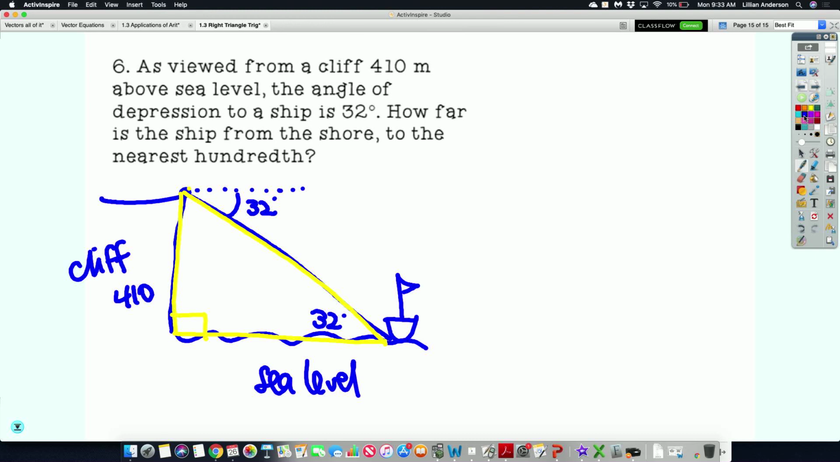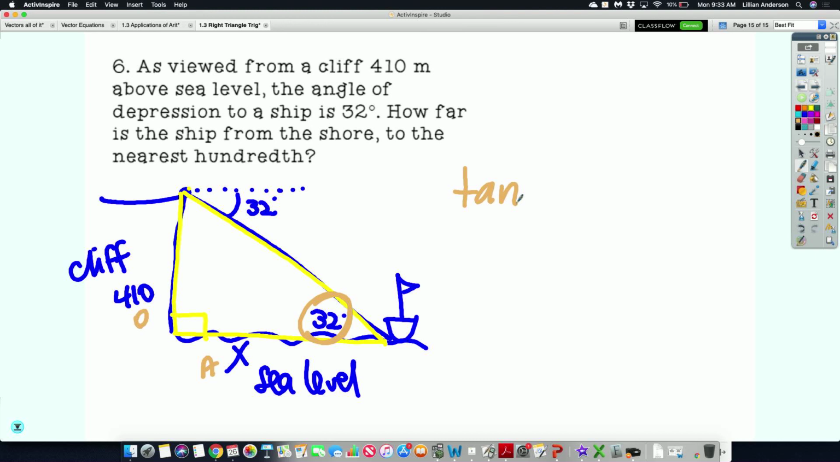So how far is the ship from the shore to the nearest 100? What's going to be labeled X? The sea level. 410 is my what side? Opposite, because remember it's based off of the angle, and X is my adjacent. Will it always be tangent? No, but 95% of the time it probably is going to be tangent, okay? It really is more about what the question's asking you to find.